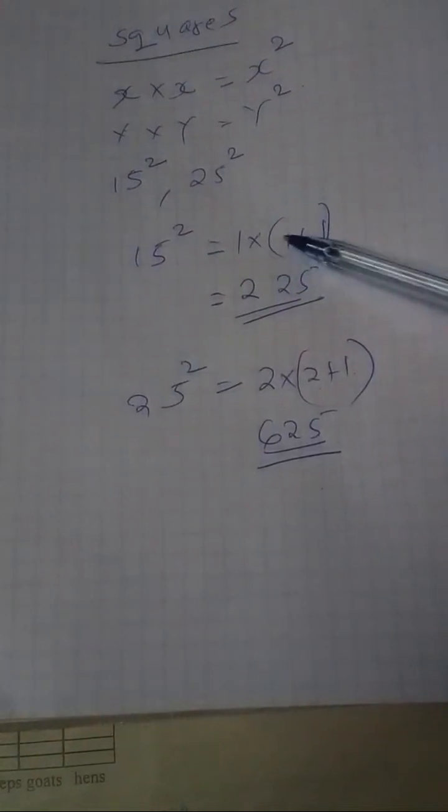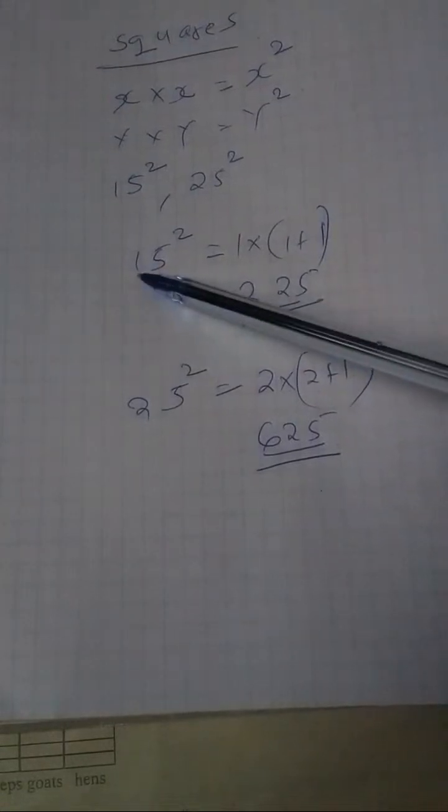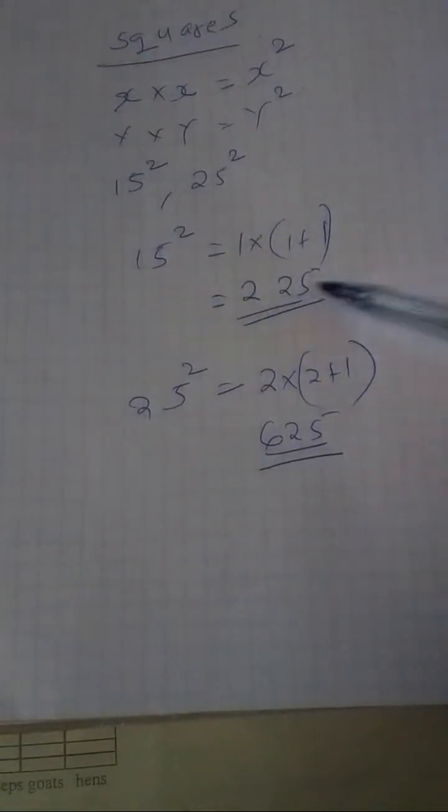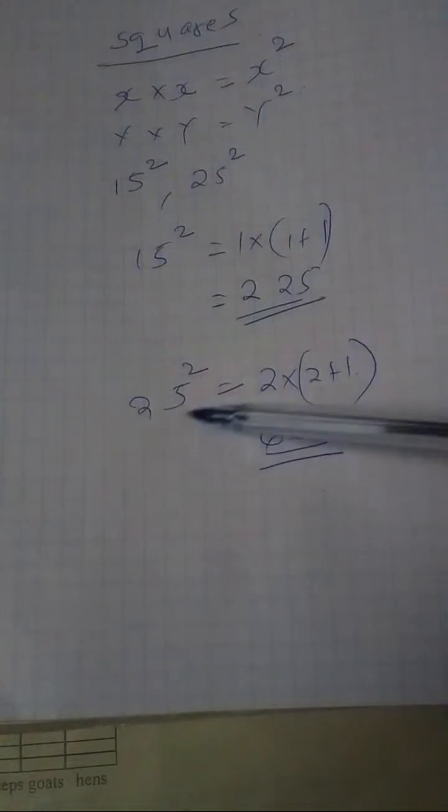1 is a rule, you must put 1 plus, again, the 1 for this second digit here. And the answer is 225. The same way we've worked out for 25 squared.